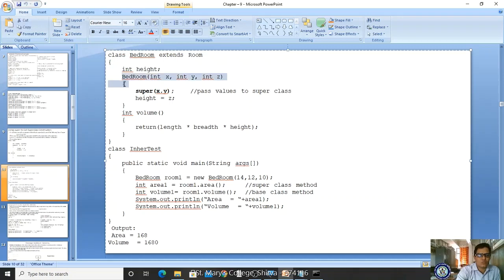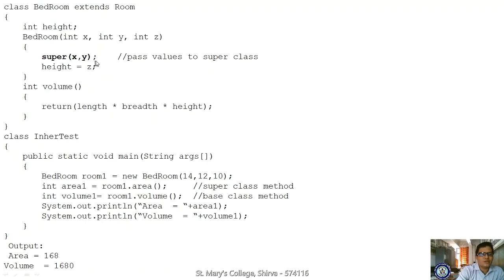Now I am constructing one more constructor. Please observe here. In the constructor, only one variable is there, but I am taking three parameters. Why? Because in the base class also a constructor exists. So to initialize the base class constructor from the subclass, we have to use the super method. That is why we are taking three parameters, int x, int y, int z. This z is for the variable height. Height is equal to z. Here you are seeing the super method, super of x comma y.